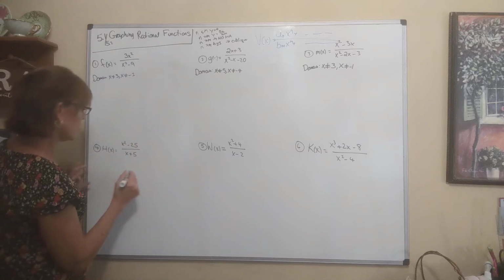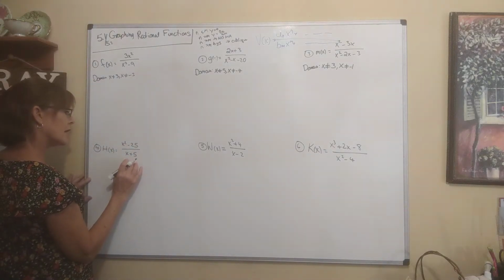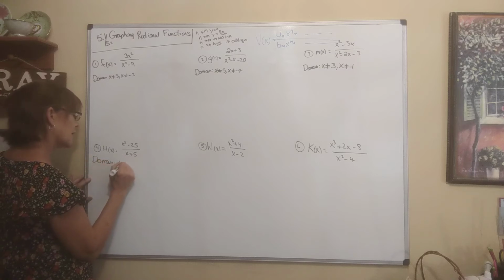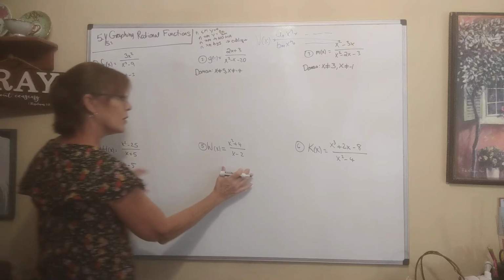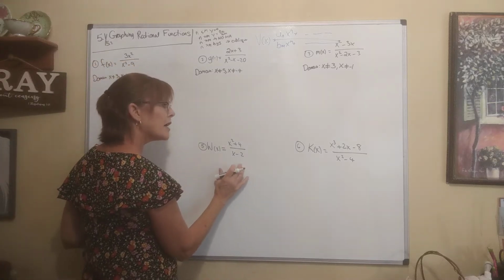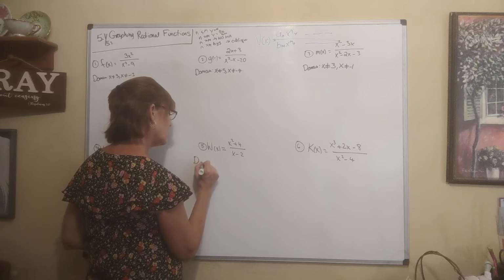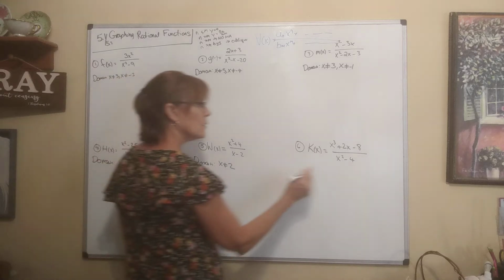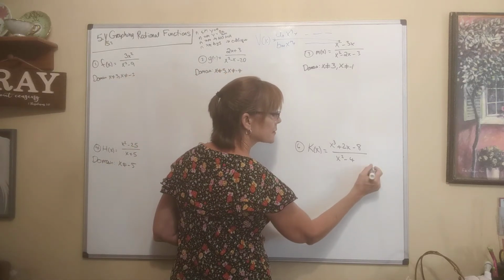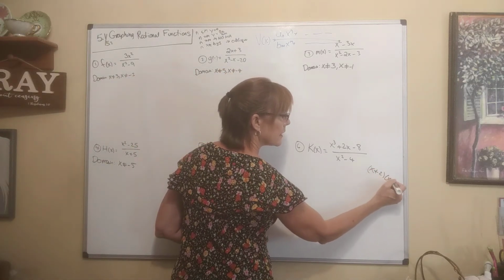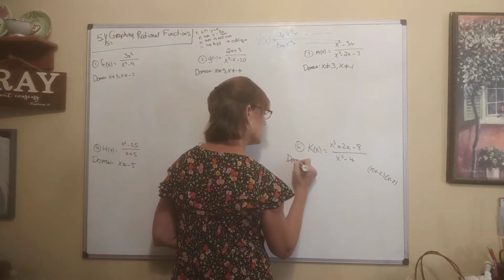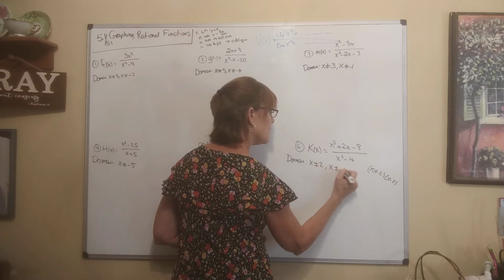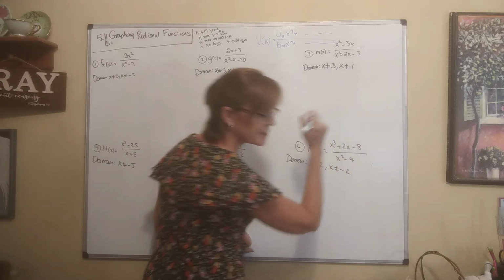It's important. Where is this undefined? When x is negative 5. Okay, so the domain here is everybody except x can't be negative 5. Okay, what about the domain here? Everybody except for 2. All right, what's the domain here? This will factor into x plus 2, x minus 2. Okay, so the domain here, x cannot be 2, x cannot be negative 2. All right, that was the domain.